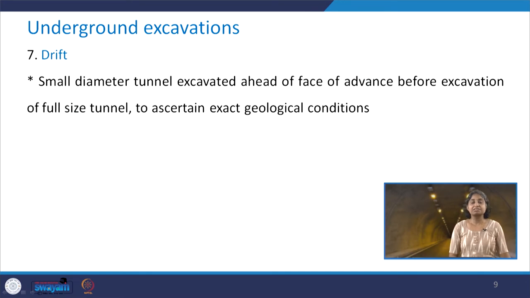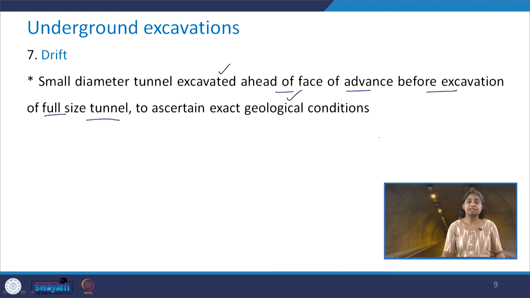Now the next structure is called a drift. It is the small diameter tunnel which is excavated ahead of the face of advance before the excavation of the full size tunnel to ascertain the exact geological conditions. You know that these rocks and rock masses are naturally occurring material, and a lot of uncertainties are involved which may not be clear during the exploration program. So sometimes you get a few surprises when you go for tunneling. So to avoid such things, we can go for the small diameter tunnel which is excavated ahead of the face of advance before the excavation of the full size tunnel. So this will help us to get the exact idea about the geological conditions that are prevailing at the tunnel site.